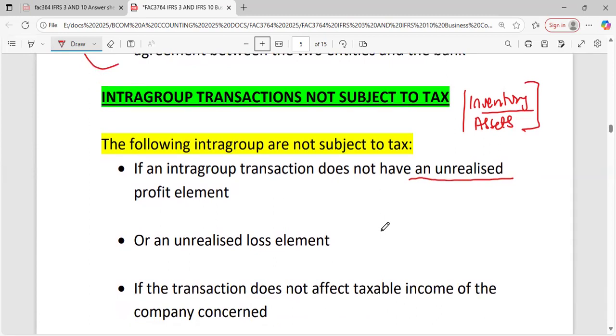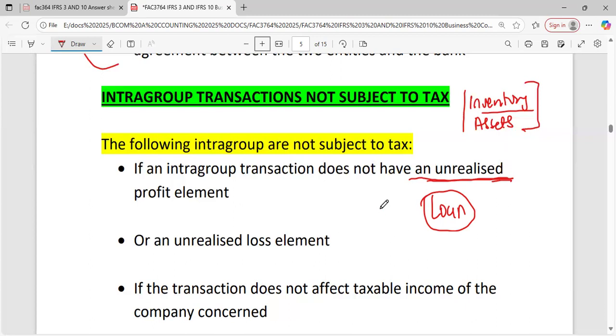So if unrealized profit is eliminated, then it will have to have a tax implication. If we just eliminate a common item like a loan, it cannot affect the tax because it does not have any unrealized profit element. We can only have a situation where we have tax because there is unrealized profit that has been eliminated. So once you eliminate unrealized profit, then it means it must also affect your tax.